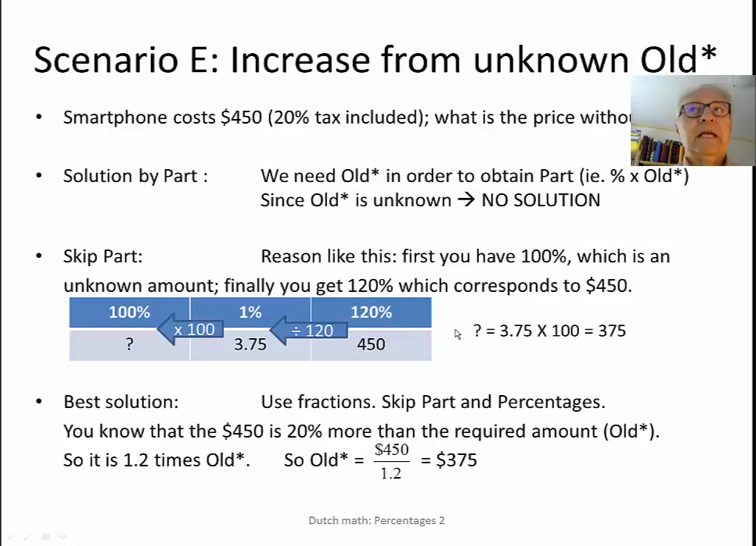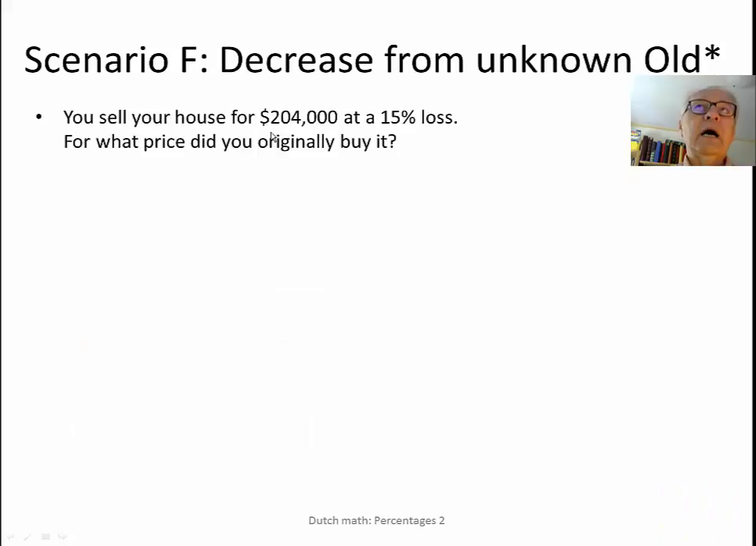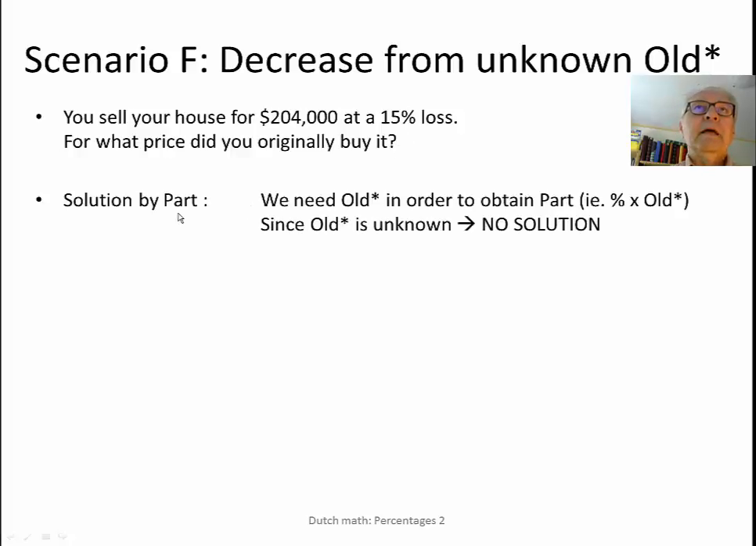Now the last example is sell a house, as you see here, and you do so at a loss. You want to know the amount at which you bought it. Again, you cannot use the parts method because you do not know on which amount to apply the 15% loss. It's not known. You only know at what price you are going to sell it again, but not at what you bought it. And that is the amount of which you should take 15%.